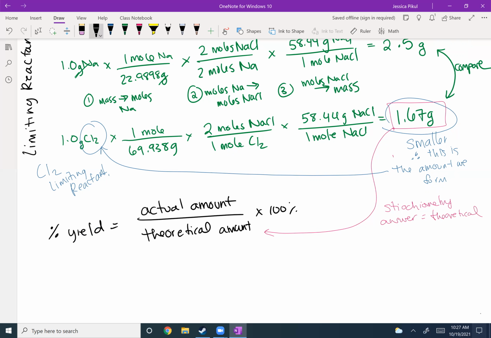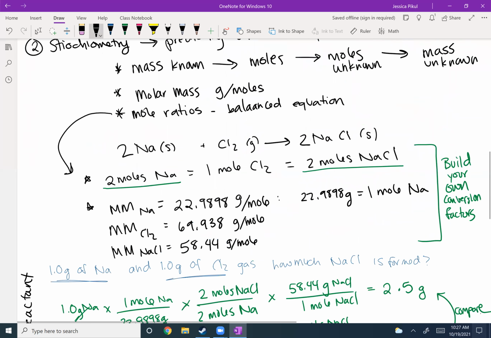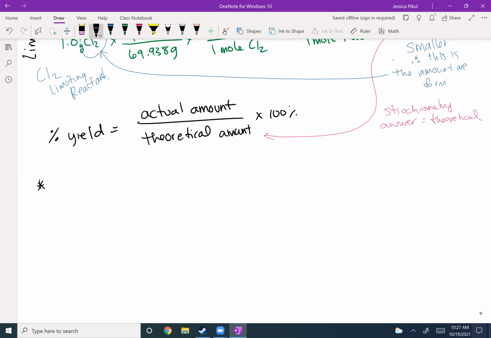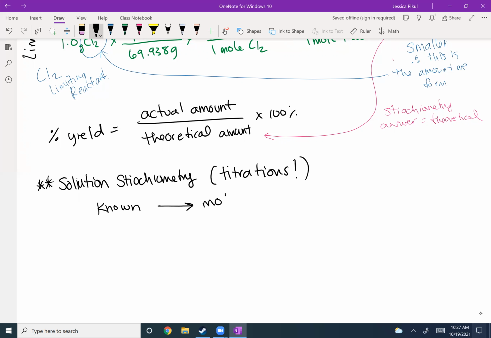All right. So the other piece within this, once we have stoichiometry down and limiting reactants and percent yield, is solution stoichiometry, which we use in titration calculations. Solution stoichiometry is the same problem solving strategy. The idea is you have some amount of something known and you're converting through moles to calculate some unknown. The trick is that instead of using a mass to mass conversion, you might be using concentration and volume.